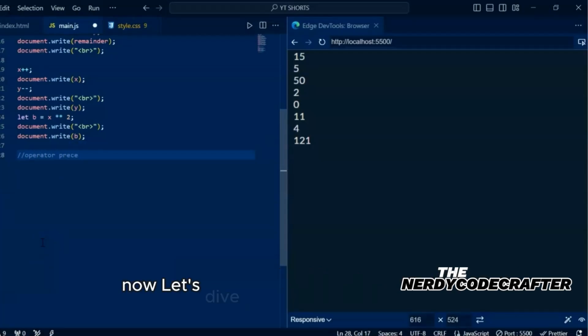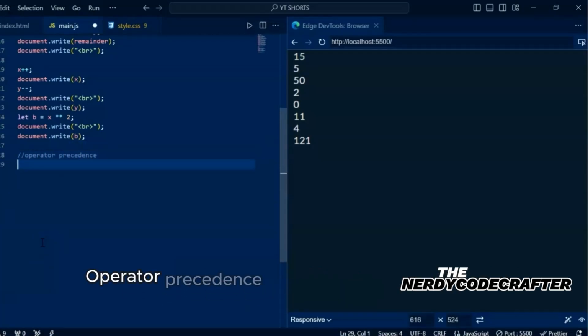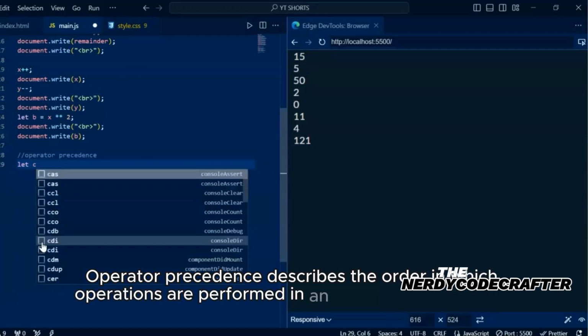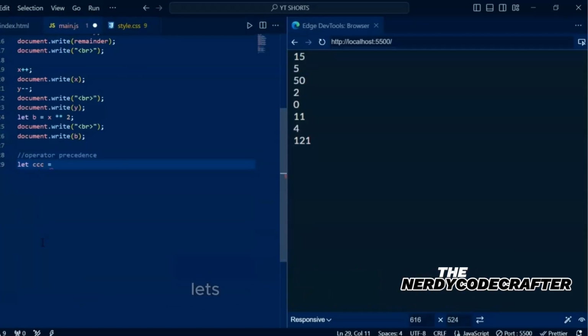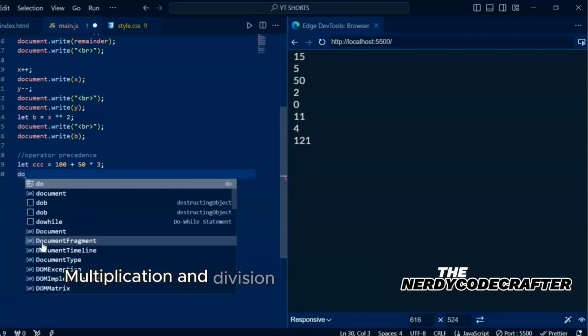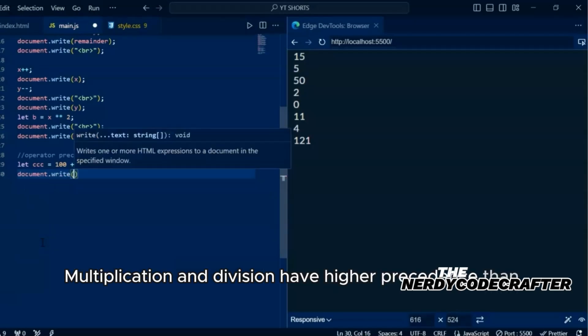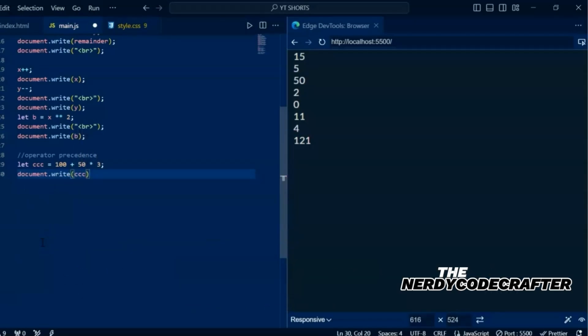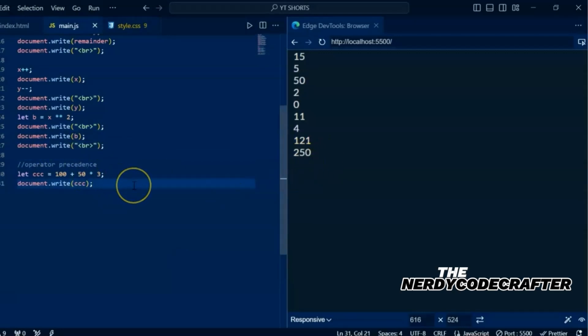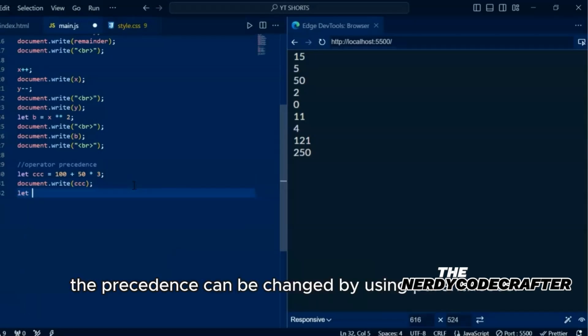Now let's dive into operator precedence. Operator precedence describes the order in which operations are performed in an arithmetic expression. Let's look at this example. Multiplication and division have higher precedence than addition and subtraction. The precedence can be changed by using parentheses.